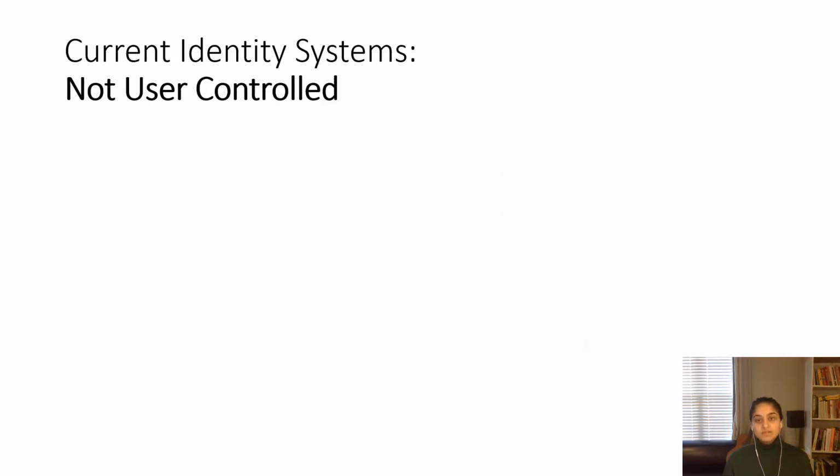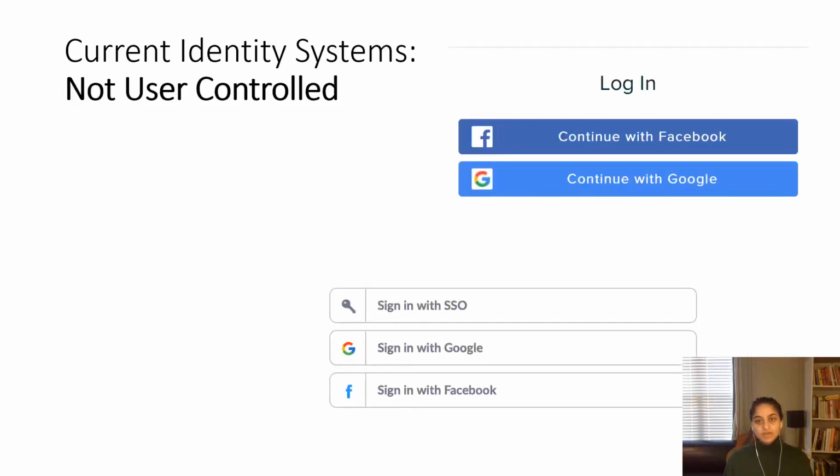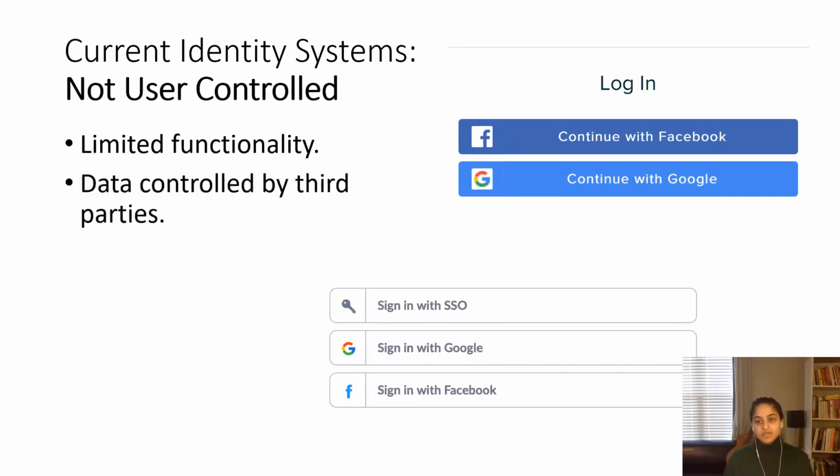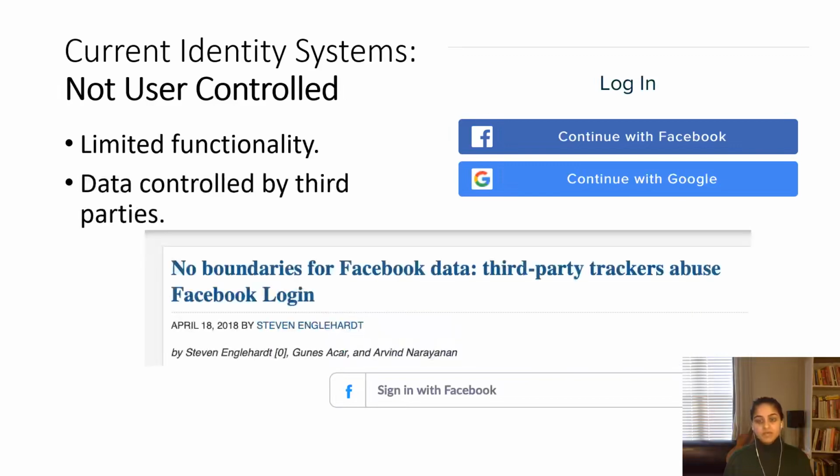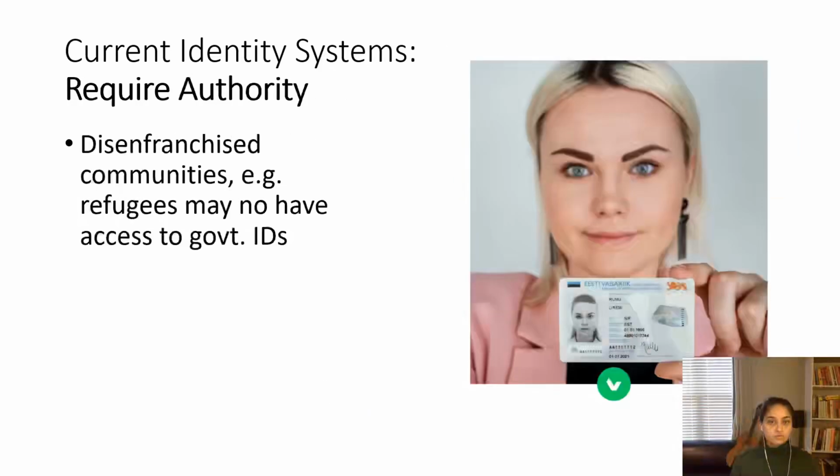How about the case of even simpler systems like authenticating yourself to an app using OAuth, such as using Facebook or Google accounts? This offers limited functionality, such as maybe only login. Also, this data can be controlled by third parties now and used for tracking, as shown by Engelhardt et al. in 2018. Note that these systems require some sort of issuing authority, such as a stable government, which leads to the exclusion of vulnerable populations such as refugees.